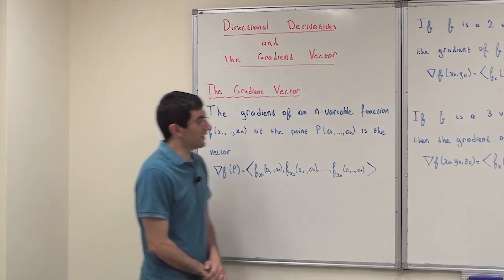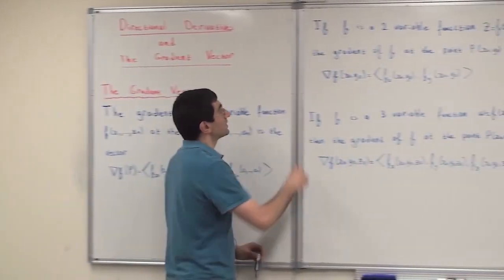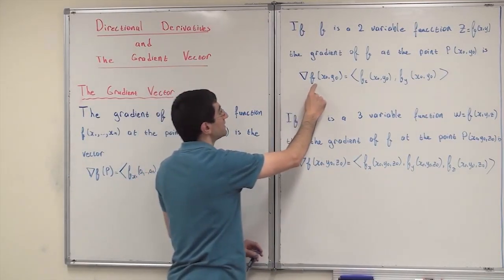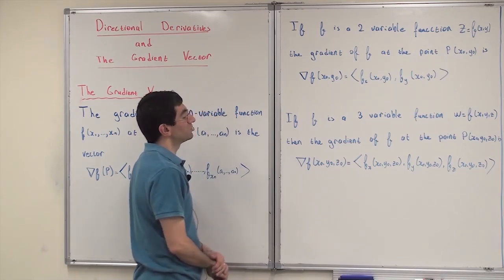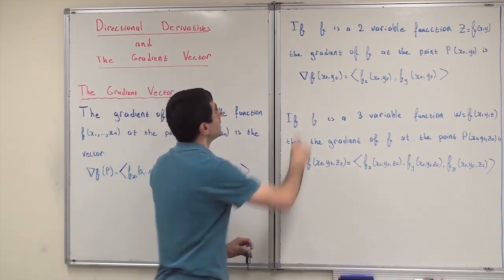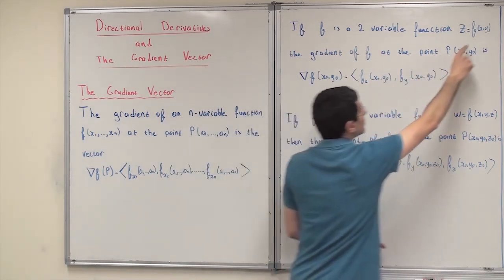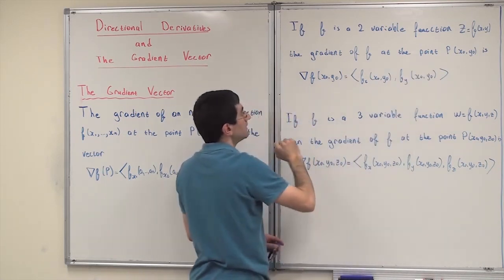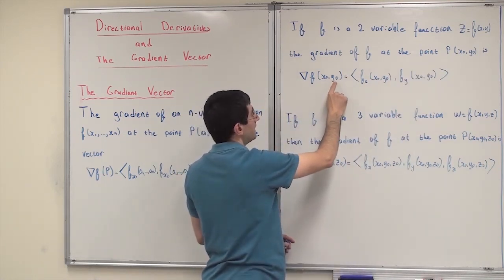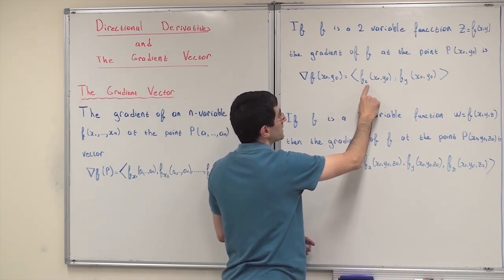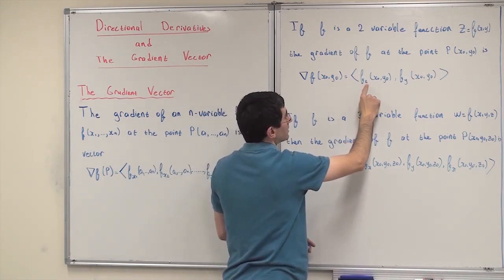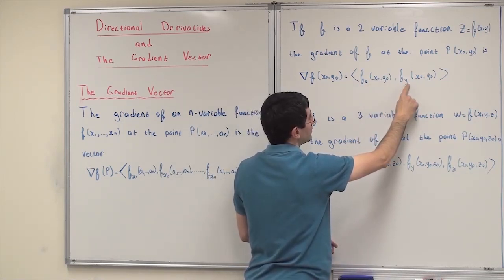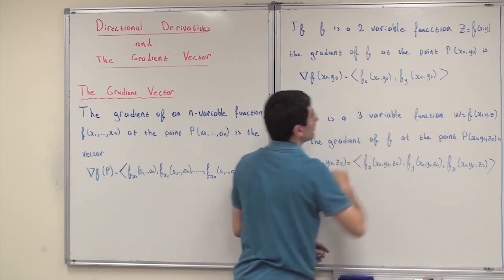Since in this course we are interested mostly in 2 and 3 variable functions, I'm going to give in detail the definition of the gradient of 2 and 3 variable functions. So, if f is a 2 variable function whose variables are x and y, then the gradient of f at the point P, whose components are x0, y0, is the vector whose components are the partial derivative of f with respect to x evaluated at x0, y0, and the partial derivative of f with respect to y evaluated at x0, y0.